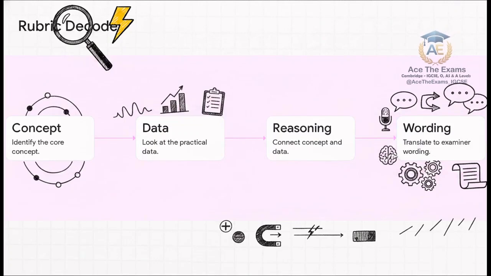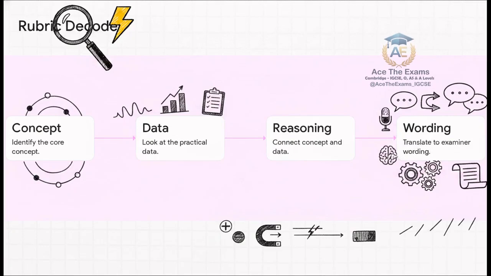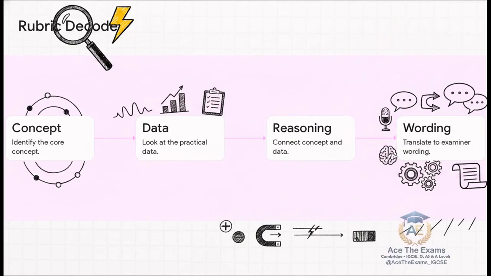Okay, let's dive into this. To beat this trap, we're going to use a repeatable 4-part framework to build a top-band answer. I like to call it the rubric decoder. First up, you identify the core concept. Second, you extract the evidence or data straight from the practical. Third, you apply scientific reasoning to connect those two together. And finally, and this is the absolute kicker, you translate it all into exact examiner wording. Let's run this framework on the electric charges practical right now.